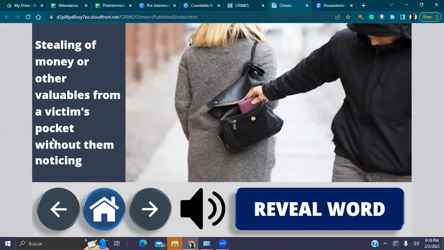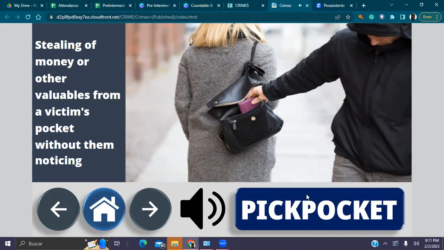Help me with this. Edu Parada. Stealing of money or other value from a victim's pocket without them noticing. Excellent. Stealing, this is the action to steal money or other valuables from a victim's pocket without them noticing. What is this called? Robbery, or I don't know. Not robbery, to be honest, because robbery is considered in high scales. For example, if you go to a bank and you try to steal the money there, so that's considered robbery. In this case, this is pickpocket.